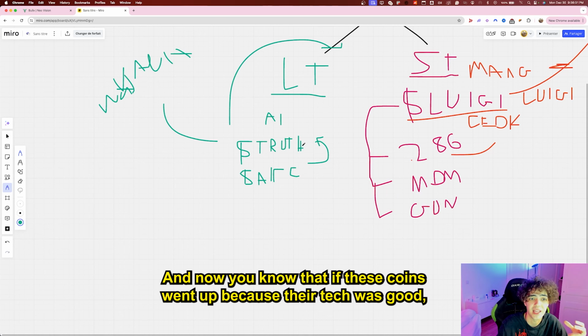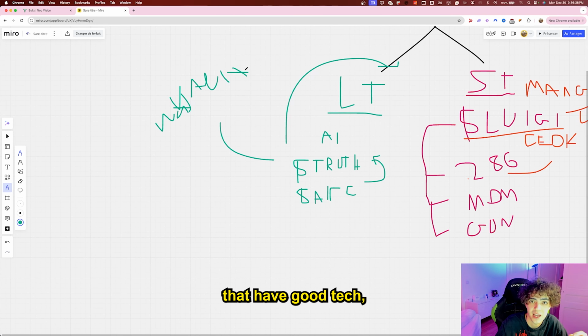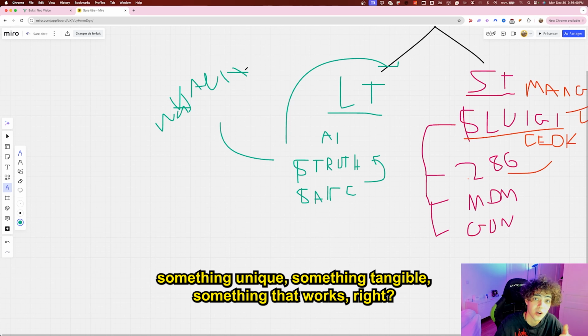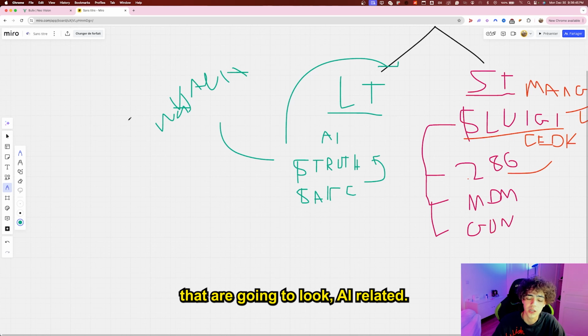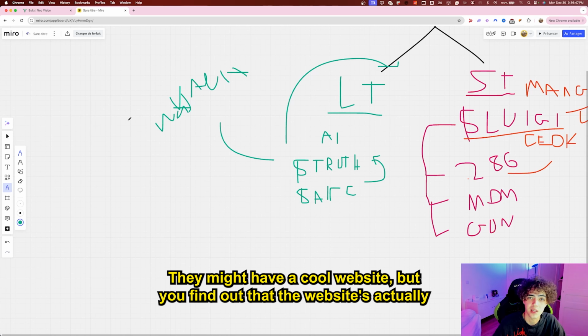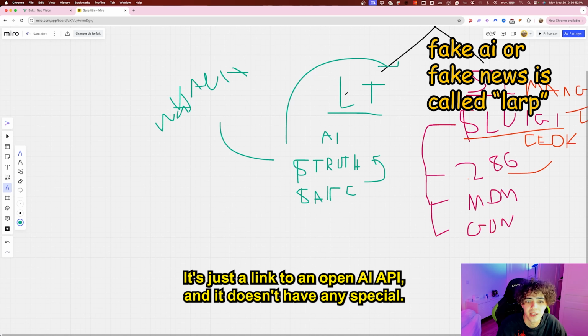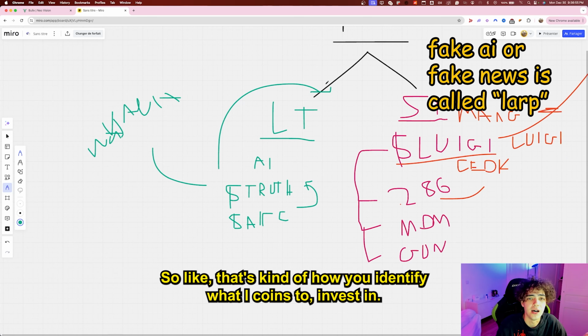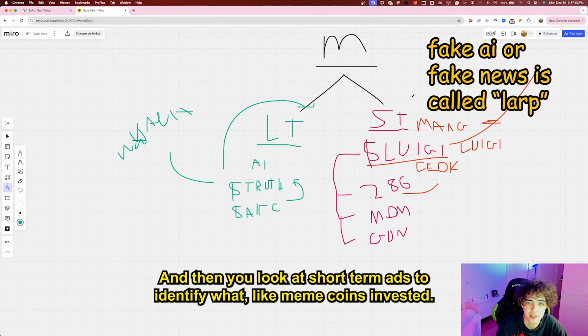And now you know that if these coins went up because their tech was good, you should only invest in coins that look promising relating to AI that have good tech. Something unique, something tangible, something that works, right? So you'll see so many coins pop up on our scanner that are going to look AI related. They might have a cool website, but you find out that the website's actually fake. It's just a link to an OpenAI API, and it doesn't have anything special. So that's kind of how you identify what AI coins to invest in, and then you look at short-term metas to identify what meme coins to invest in.